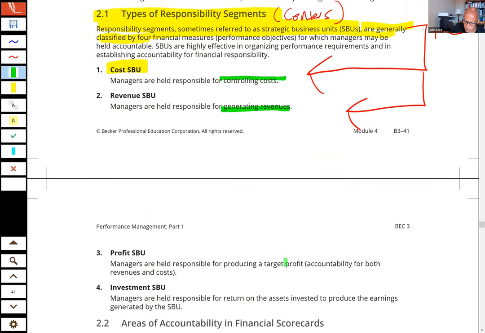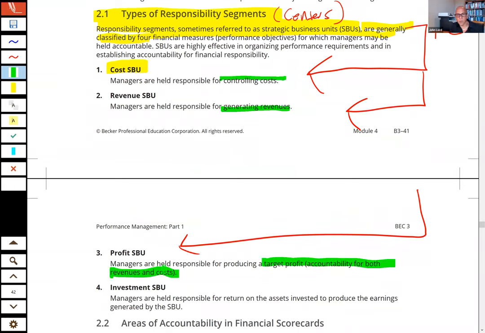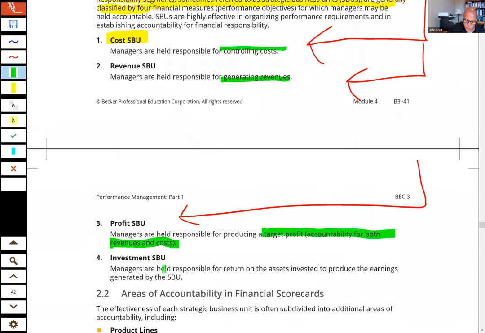Continuing on to the next page and continuing that flashcard, our profit SBUs are responsible for what? Responsible for hitting a target profit, which probably means they're responsible for both revenue and cost, right? Revenue minus cost is going to generate profit. And then finally, we have the investment SBU, which is held accountable for return on assets invested. Nothing earth shattering there, but you can just go ahead and flashcard that.